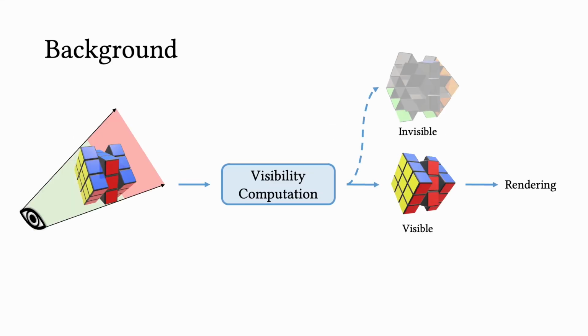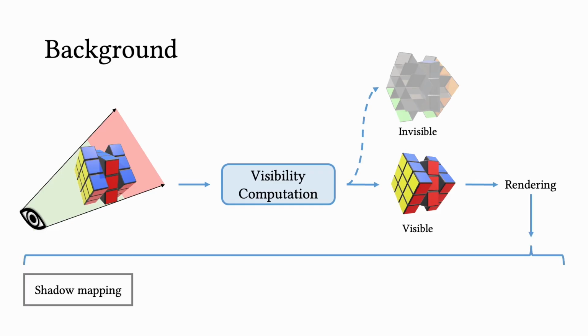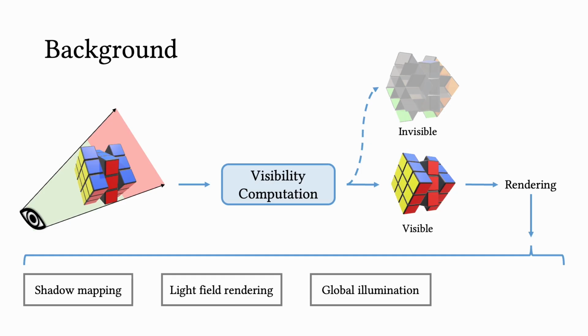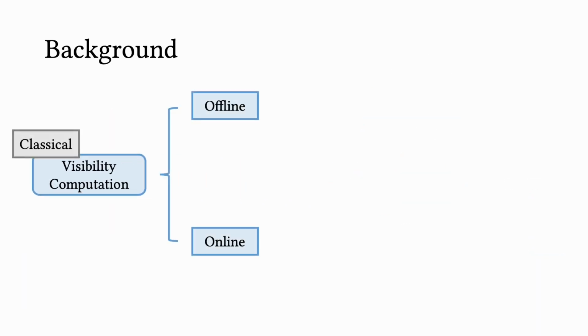Visibility computation is one of the fundamental problems in computer graphics, as it enables a broad spectrum of applications such as shadow mapping, light field rendering, global illumination, or collision detection. A common approach is to determine a potentially visible set, PVS, which contains an approximation of the visible portion of a scene. Computing PVS offline for the region is a common practice to speed up rendering.